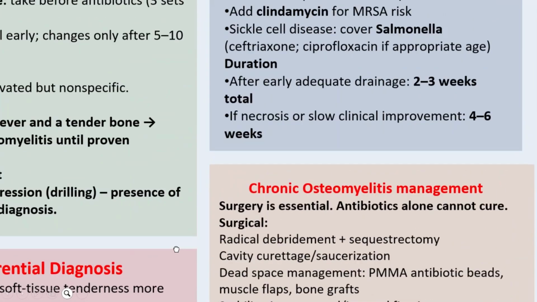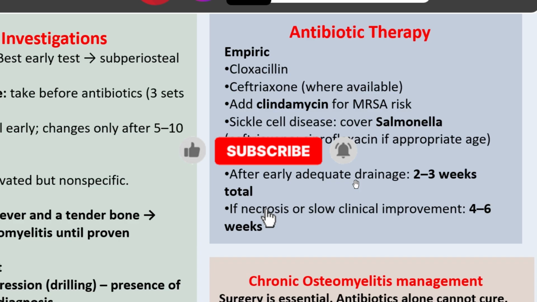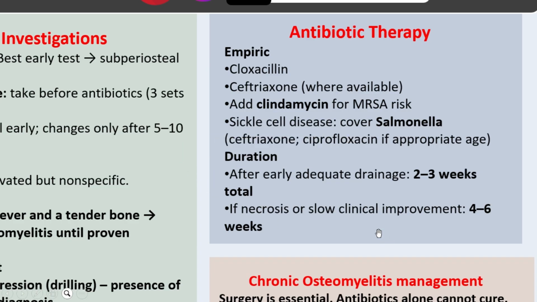And then when it comes to antibiotic therapy, we most of the times want to do empiric treatment as we wait for cultures. Then we do the rest. So cloxacillin, ceftriaxone, clindamycin can be considered for MRSA. In sickle cell disease, we want to cover them for salmonella because it commonly causes avascular necrosis of head of femur. Then duration, after adequate drainage, if we are able to drain the pus, we could do 2 to 3 weeks, but most of the time, if we see necrosis or slow clinical improvement, we may push the treatment up to 6 weeks.